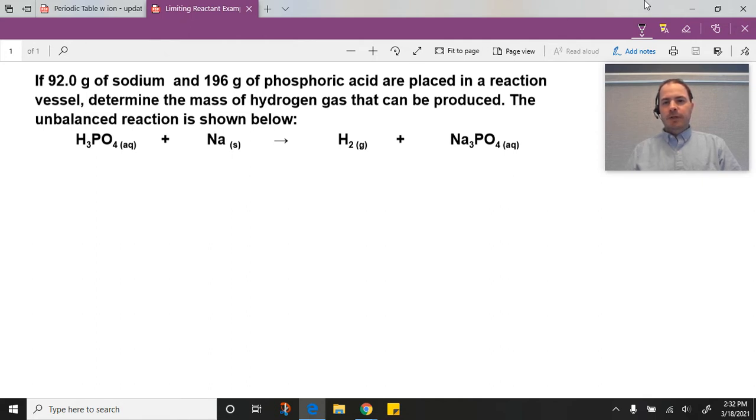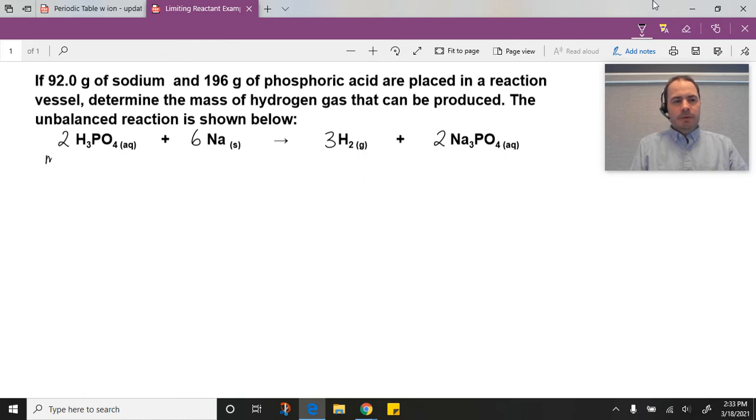Remember, with any stoichiometry problem, the first thing we need to do is balance the chemical equation. So let's balance this. One of the biggest things we're going to have to deal with is balancing the hydrogens. I need to balance my hydrogens by putting a 2 there and a 3 there. Now I can work through the rest. I need to balance the phosphate. I've got 2 phosphates on this side, so I'm going to need a 2 in front of my sodium phosphate. And now I've got 6 sodiums on the product side, so I need a 6 coefficient in front of the sodium.